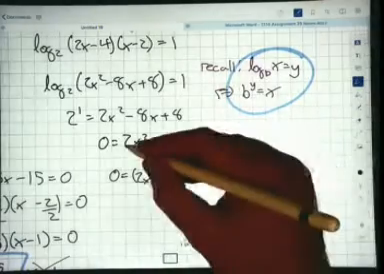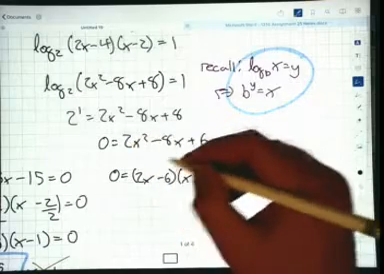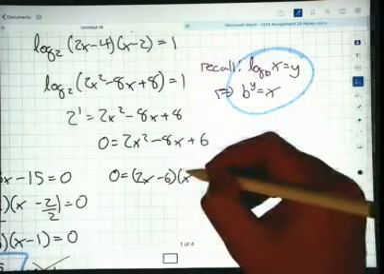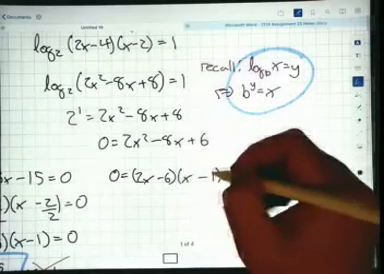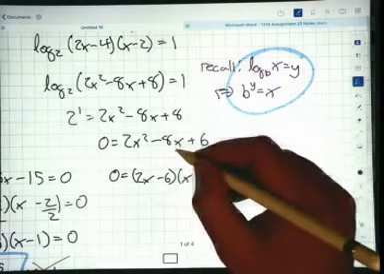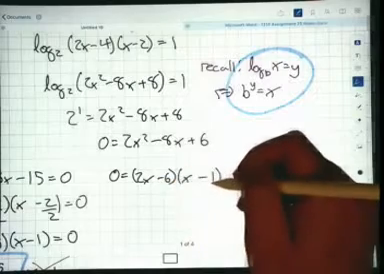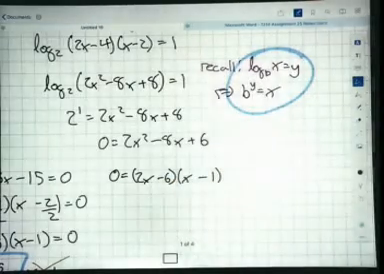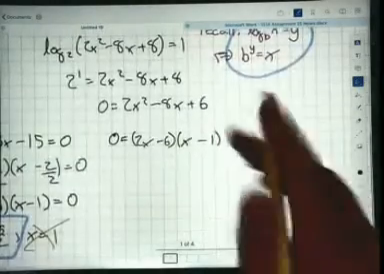2x times x is 2x squared. 2x times negative 1 is a negative 2x. Negative 6 times x is a negative 6x. Those combined together give me negative 8x. And negative 6 times a negative 1 is a positive 6. So there's the factored form.